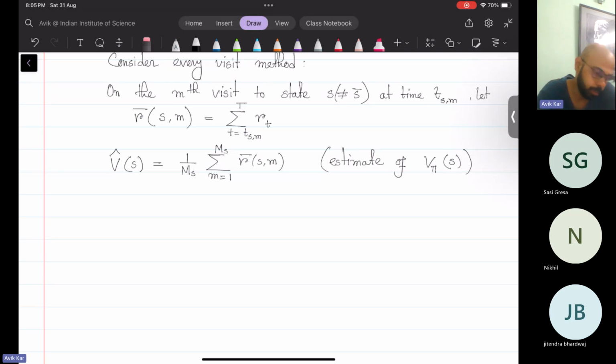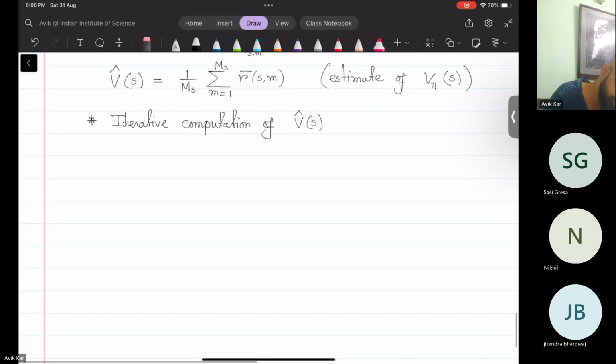So there is an iterative way of computing this. Here we compute this at the end of the trajectory. We keep computing R bar(s, m), and then at the end we average all of them and find this estimate. What if we want to calculate this iteratively? So, iterative computation of the estimate. How do we do that?